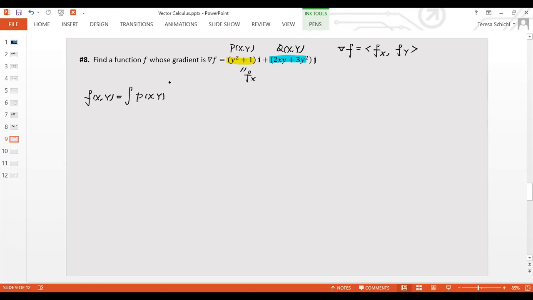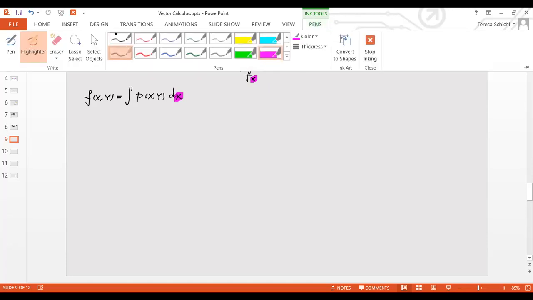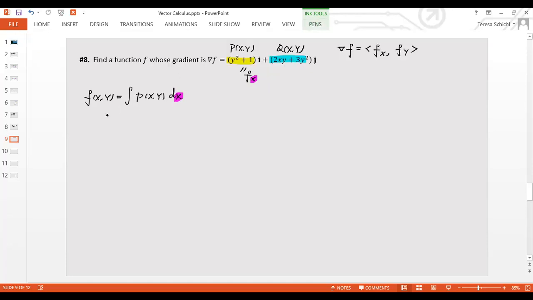Then what I need to integrate back is with respect to the variable x, because here I took the partial. So you take the partial derivative, now you integrate it back. So what is P(x,y)? It is y squared plus 1, and then dx.